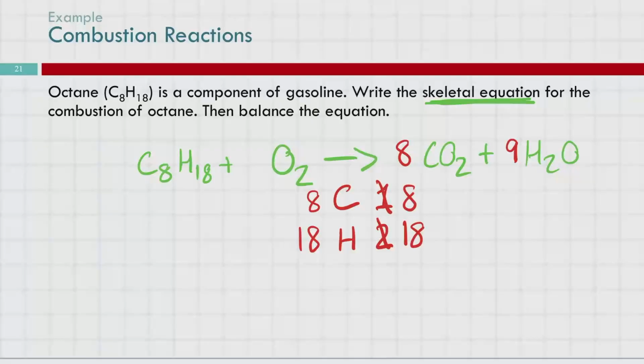The last thing to balance out is our oxygen. For our oxygen, we've got oxygen in 2 compounds on the right side, so we're going to have to add those up. We're going to do 8 times the subscript of 2. So 8 times 2, and we're going to add to that the 9 from our H2O, because we've just got 1 oxygen. So 9 times 1 is 9. So we've got 8 times 2 is 16, plus 9, makes 25. And on the left side, we've got 2.